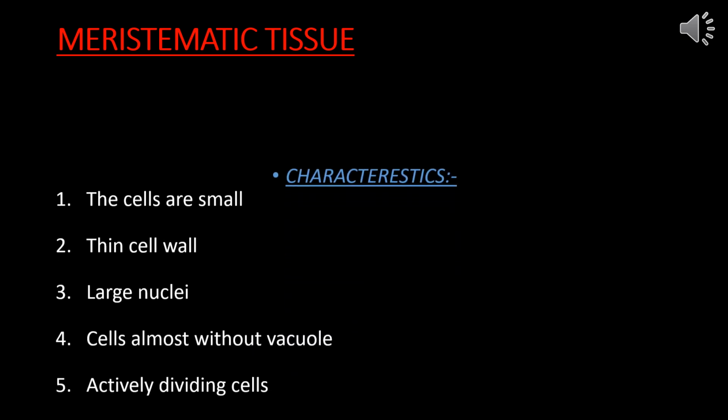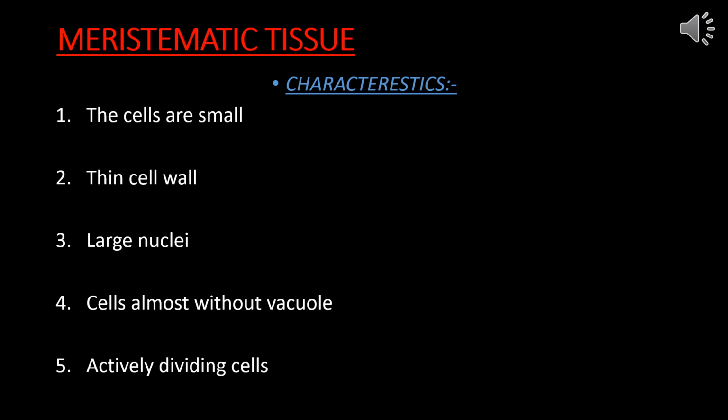Let us study about the meristematic tissue in detail. The characteristics of cells in the meristematic tissue are: the cells are very small, they have a very thin cell wall, and their nucleus is very large. Usually plant cells have a very big vacuole, but the cells in the meristematic tissue are almost without vacuoles, and the cells in the meristematic tissue are actively dividing cells. That means the cells divide continuously and help to grow.